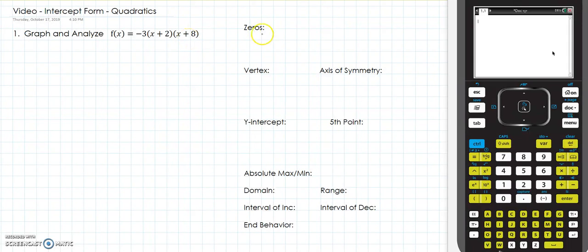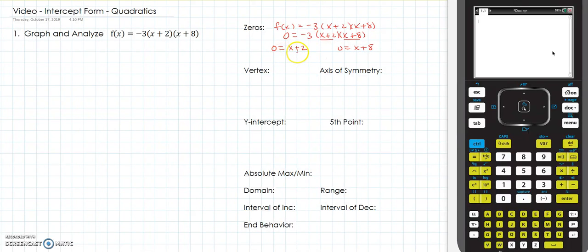So what I'm going to do is take our function and set f of x equal to 0. And then my goal is to use the two factors here that have x's in them and set each one of them equal to 0.